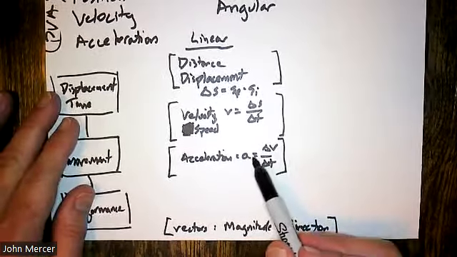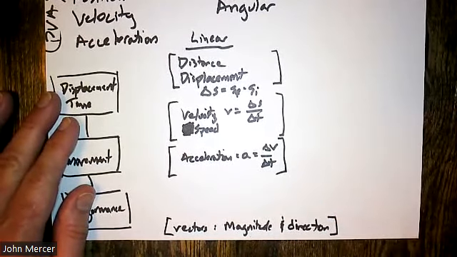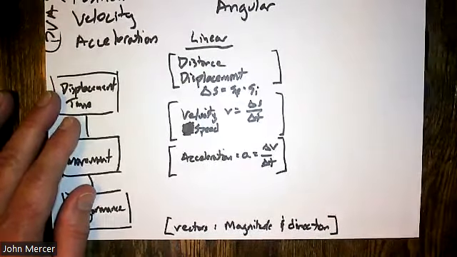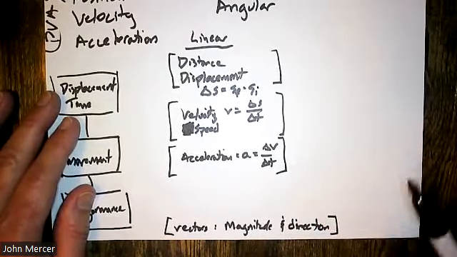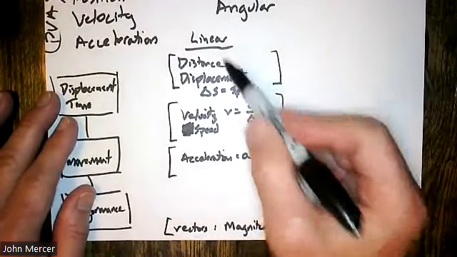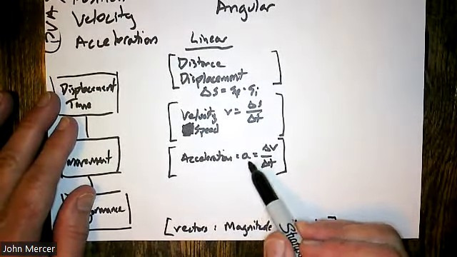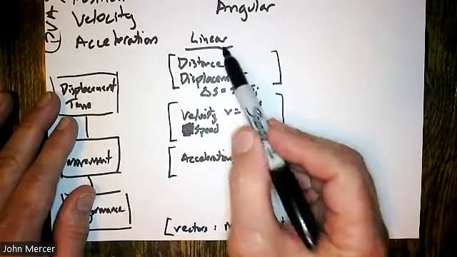Units for acceleration are any units of velocity over any units of time. Meters per second, which ultimately translates to meters per second squared. Miles per hour per second, any units of velocity over any units of time. So those are our parameters under linear kinematics.